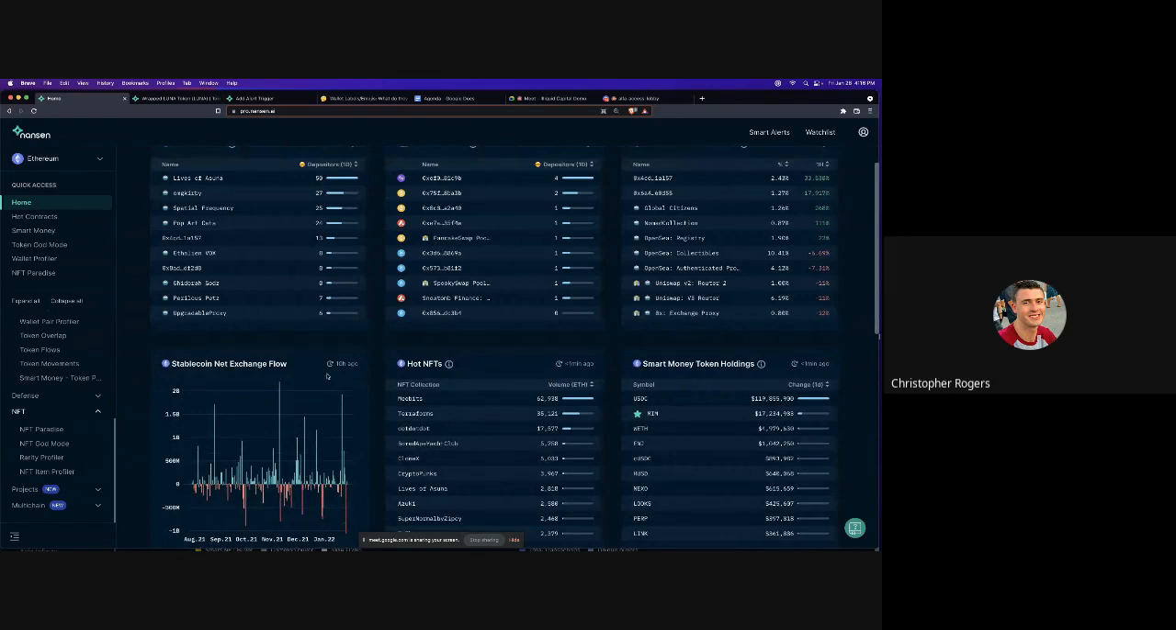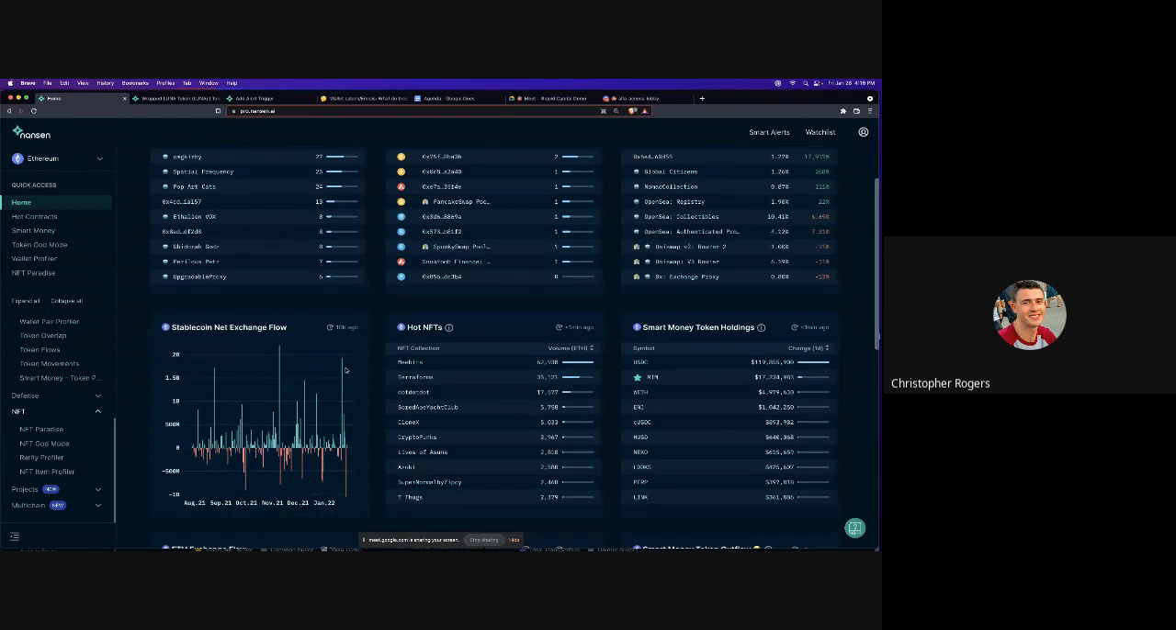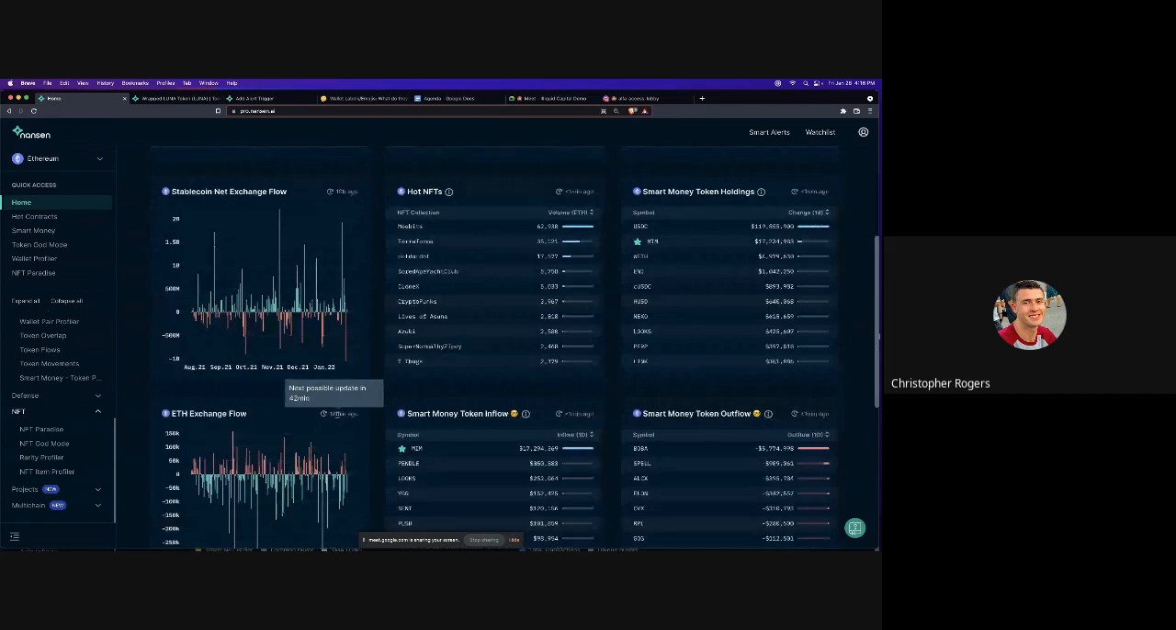For example, the stablecoin exchange flow typically won't update for another 20 hours or so. Let me hover over it. Oh, well, this one's next update is in 42 minutes. At about 5 o'clock, this tends to update every day. So once a day.